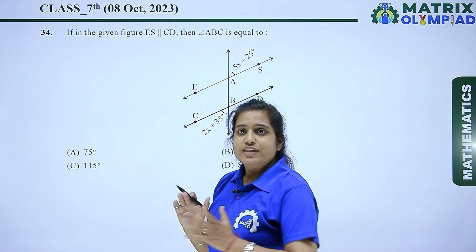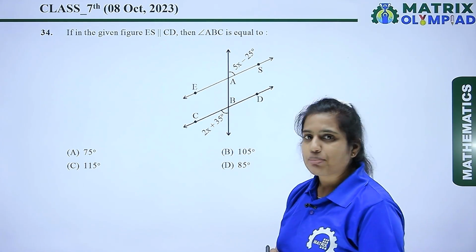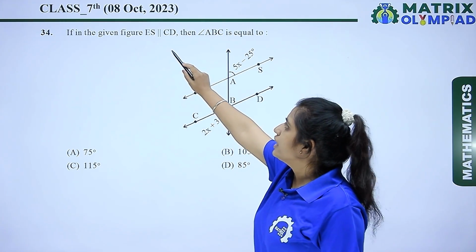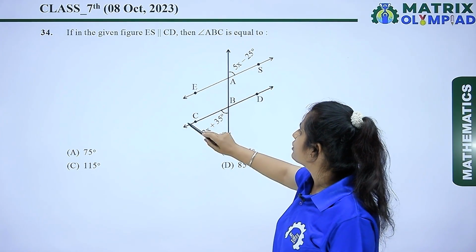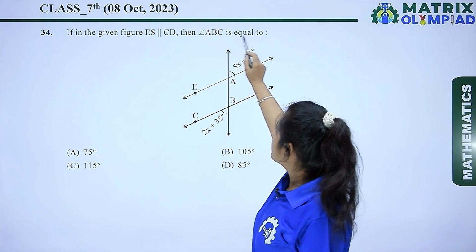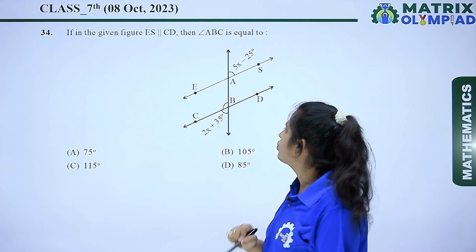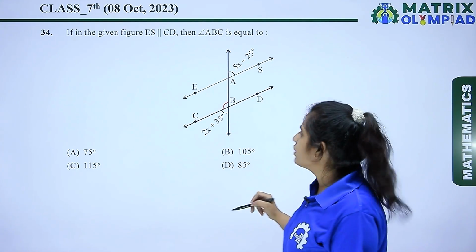Question number 34, and this question is related to the lines and angles chapter. So, in the given figure, ES is parallel to CD. ES line is ours and that is parallel to line CD. Then angle ABC is equal to what? This angle we have to find out. Now let's find out the angle.